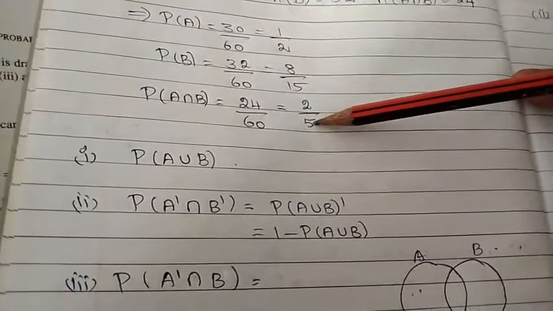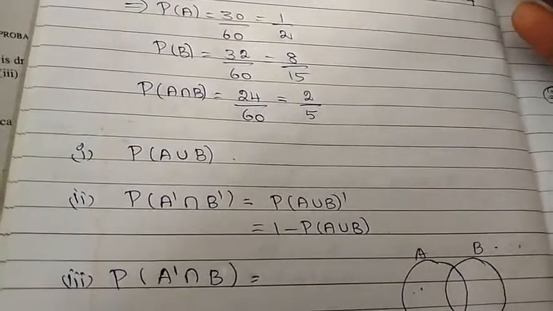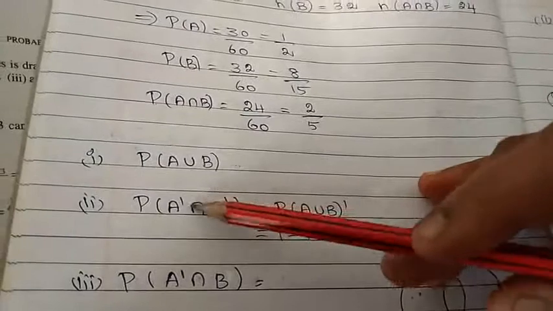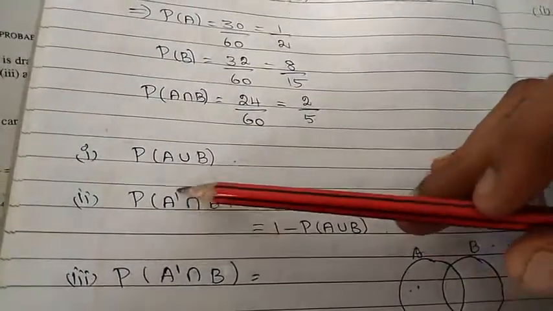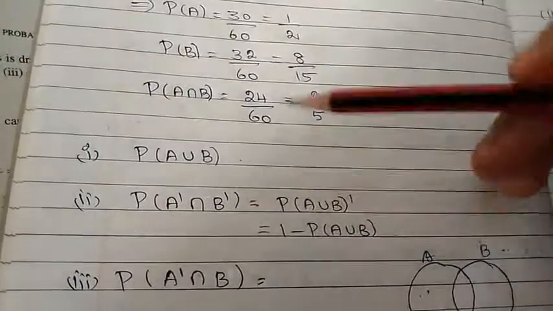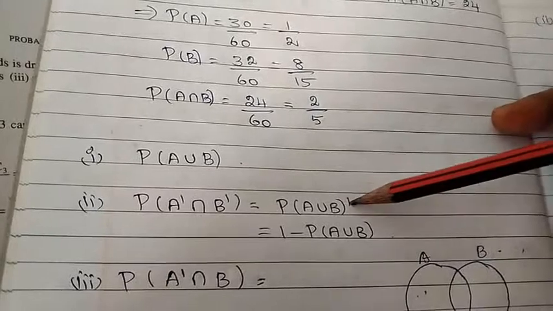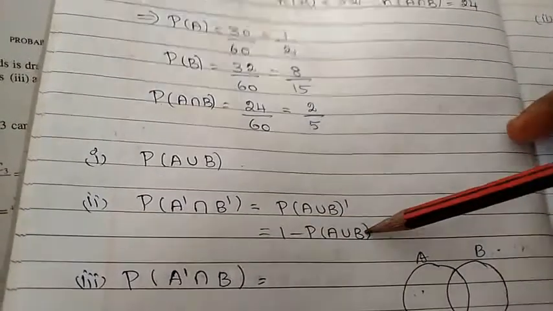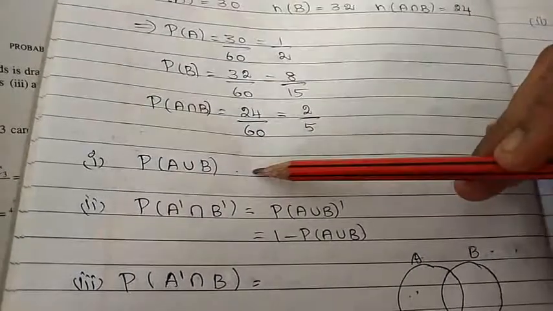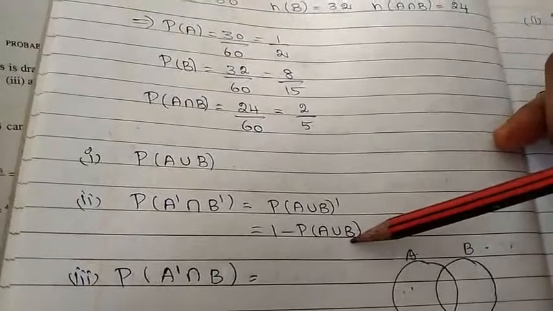The second subdivision is the student has opted neither NCC nor NSS, which means A dash intersection B dash. This can be written as the probability of (A union B) the whole dash, which is nothing but 1 minus P of A union B. We would have found A union B in the first subdivision. You can use that value and give the answer for this.